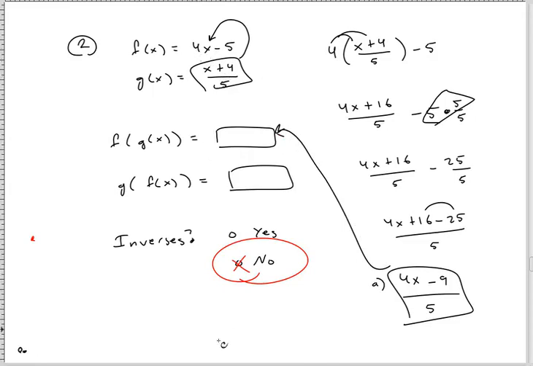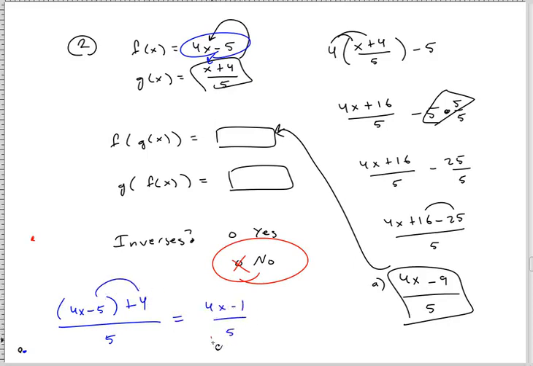So part B, get the right color here. Part B, I'm going to take this and plug it into the x. And so now it's going to be blank plus 4 all over 5. Of course, I need to put that in there. 4x minus 5. This one's considerably easier. You don't need the parentheses. Combine these like terms, and then you're actually done after like 2 steps.